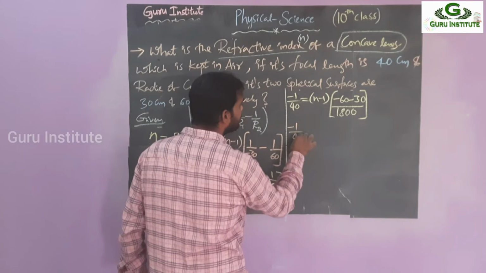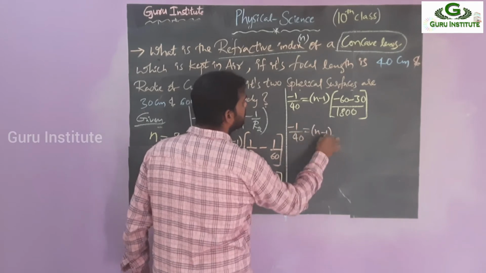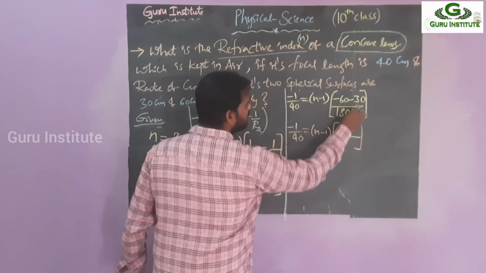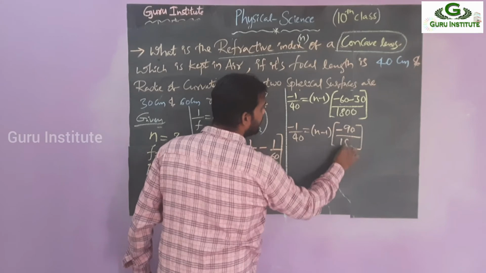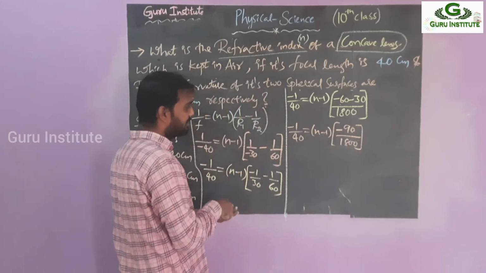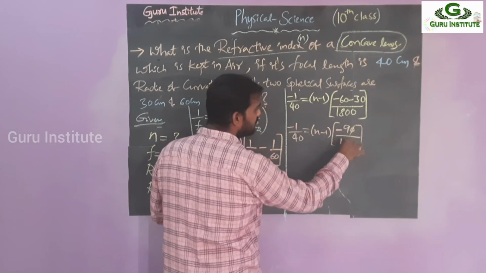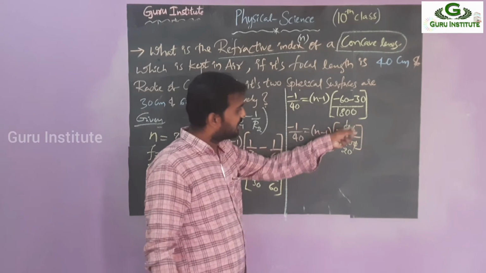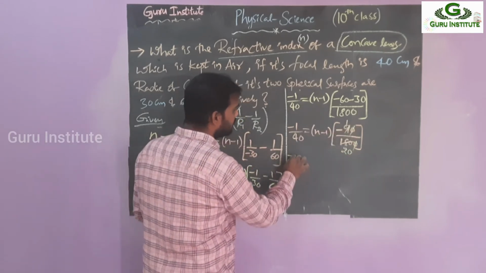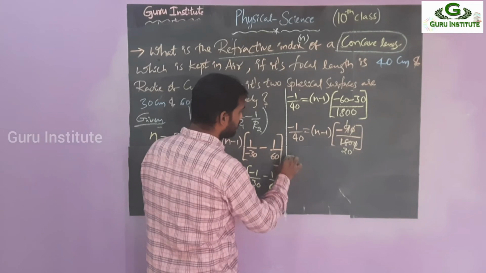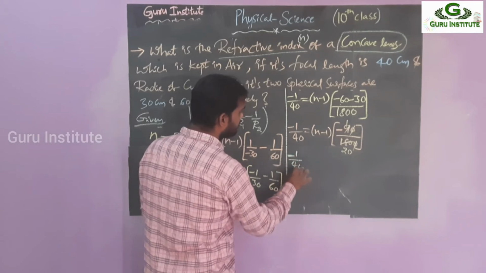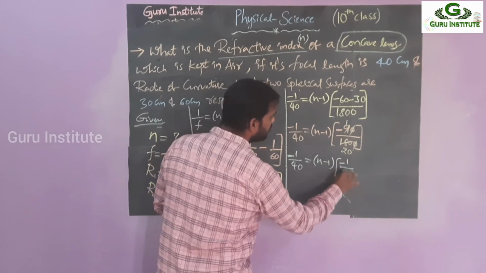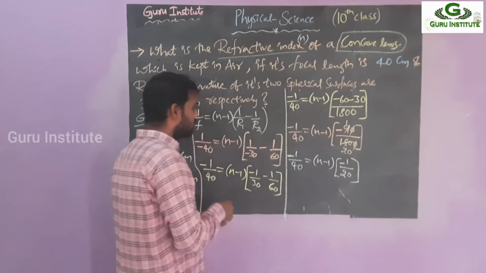So minus 1 by 40 is equal to n minus 1 into, what do you get? Minus, minus, minus only. 60 plus 30, 90 by 1800. Again, same calculation, same cancellation. 0, 0. 9 1 ja, 9 2 ja, 0 should be 0. 9 1 ja, 9 2 ja, right? Then what do you get here? Minus 1 by 40 is equal to n minus 1 into minus 1 by 20. Okay, right? So minus 1 by 20.